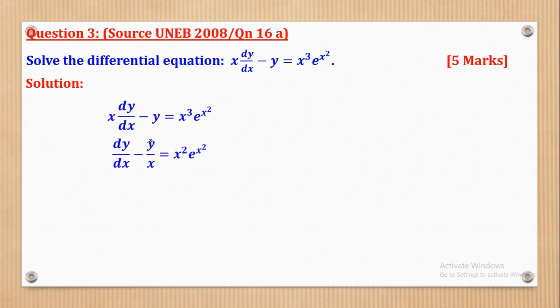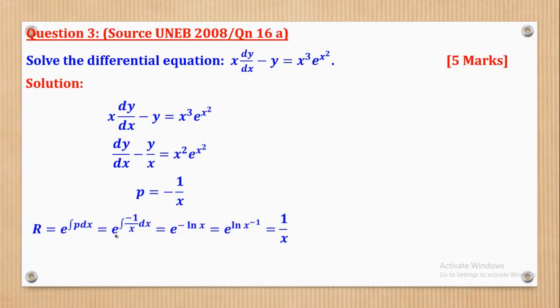Then the coefficient of y is negative. I think you realize that there is a negative here. So it is negative 1 over x. Therefore, p is equal to negative 1 over x, implying that the integrating factor will be equal to the exponential of the integral of negative 1 over x with respect to x. So integrating this gives me negative ln x.